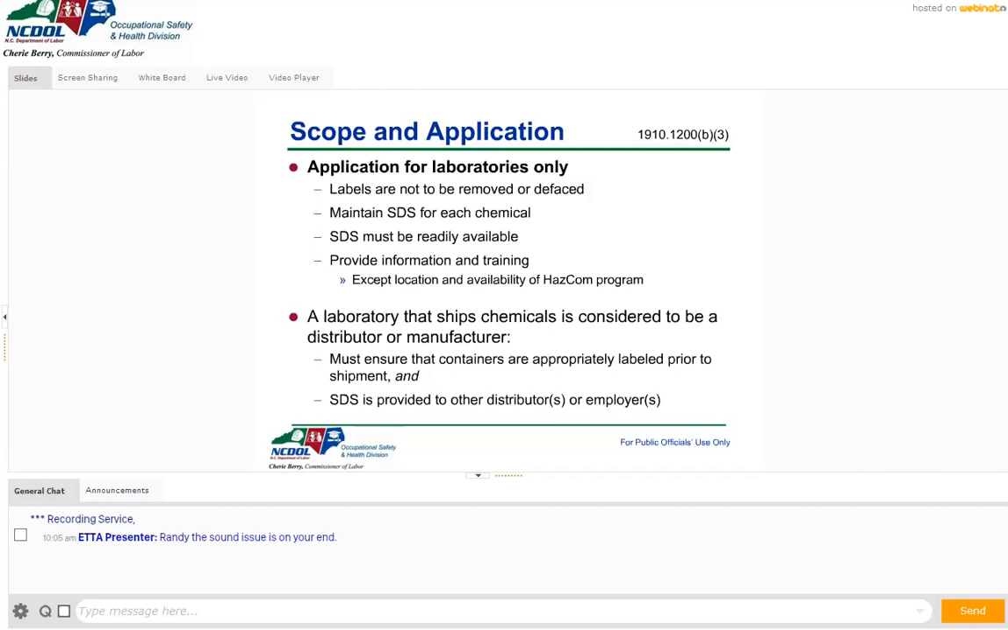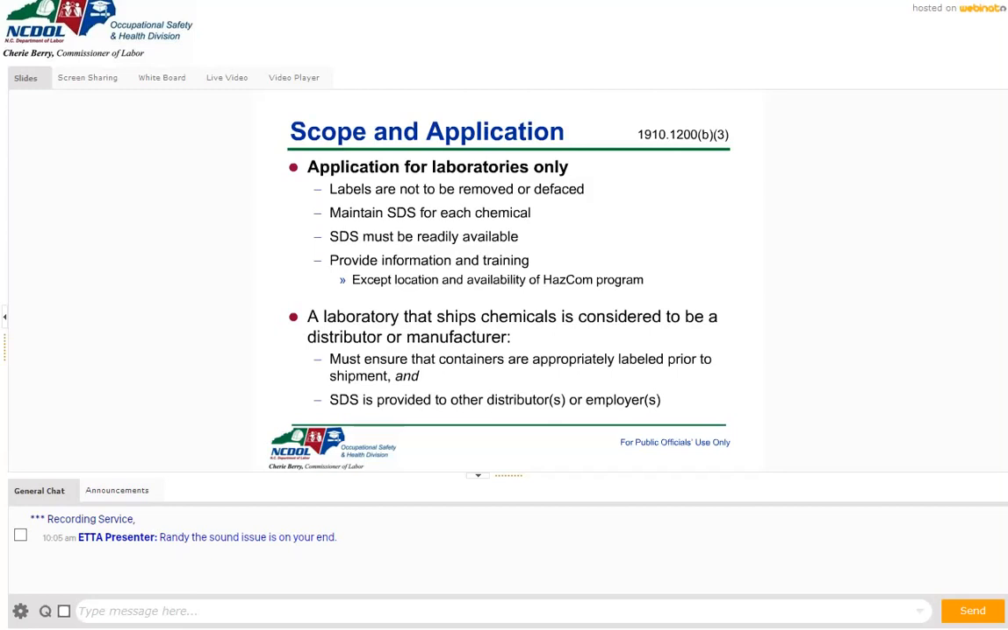Now they're going to have to know the location and availability of the HAZCOM program. That's just a regular production support program. Now, a research lab is kind of like what the standard's talking about when they say labs. If you have a research laboratory where it's not just production support, you're doing special studies and research, you're going to be required to have a chemical hygiene plan. And that's another standard, chemical hygiene.